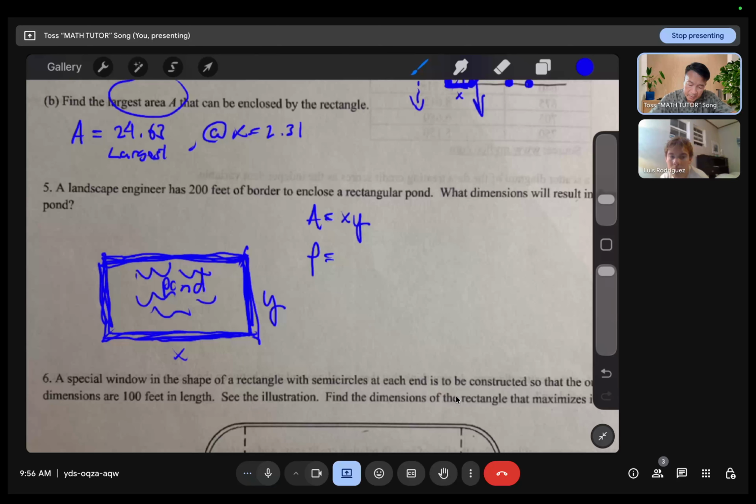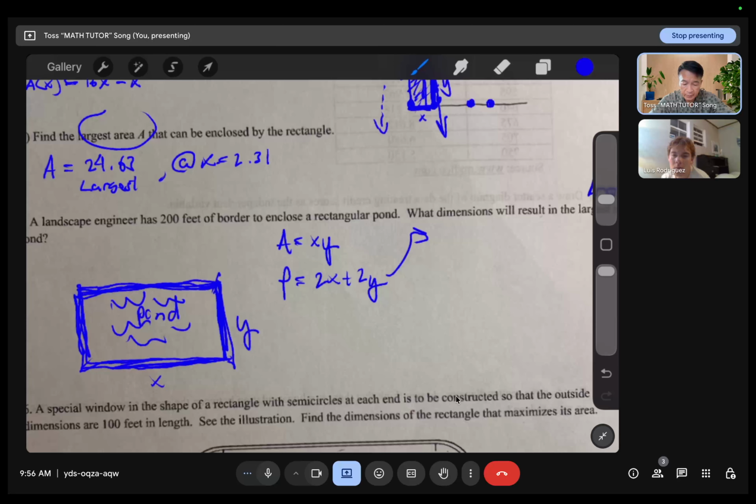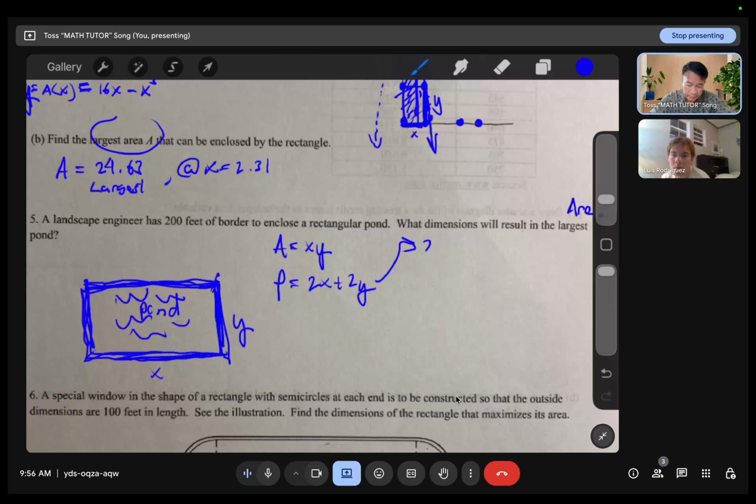The formula for the perimeter, without the 200 just yet, based on our drawing, is 2x plus 2y. Do you agree? Yes. All the way around, perimeter. So you could only use this particular formula, perimeter, for now. So 200 will be equal to it, because it's implied: border, enclosed, rectangular pond. So you have to use the perimeter. You substitute P with 200 and go with it like this.